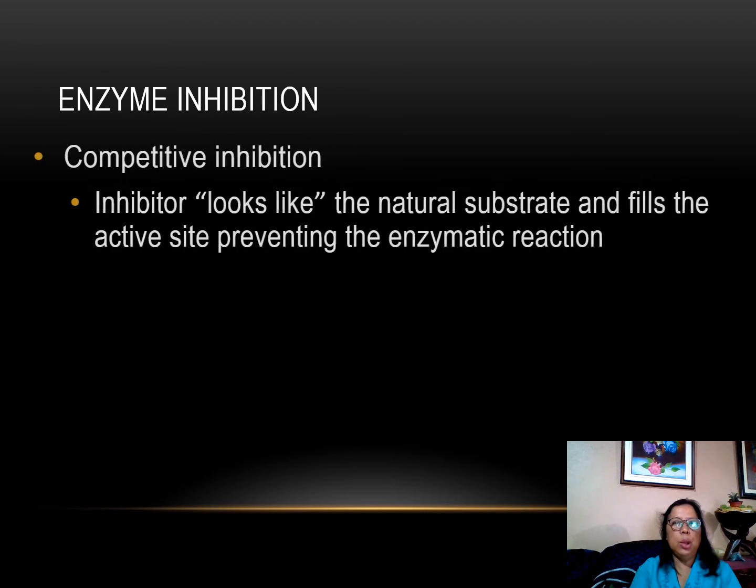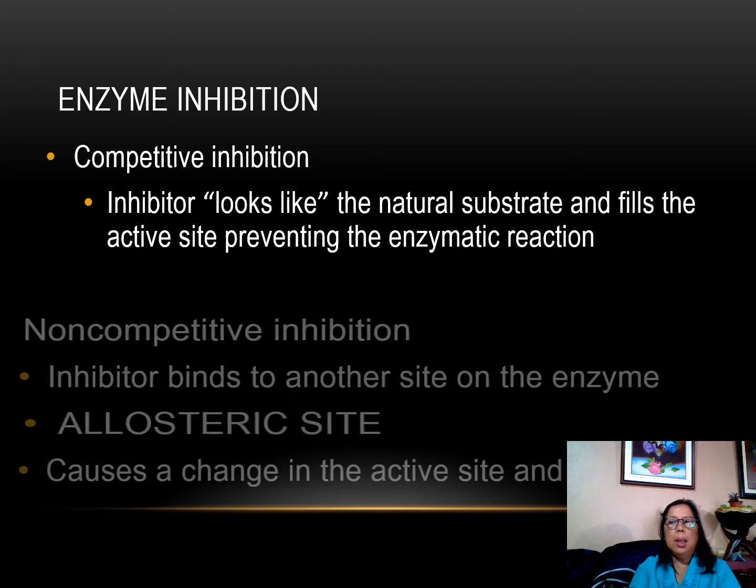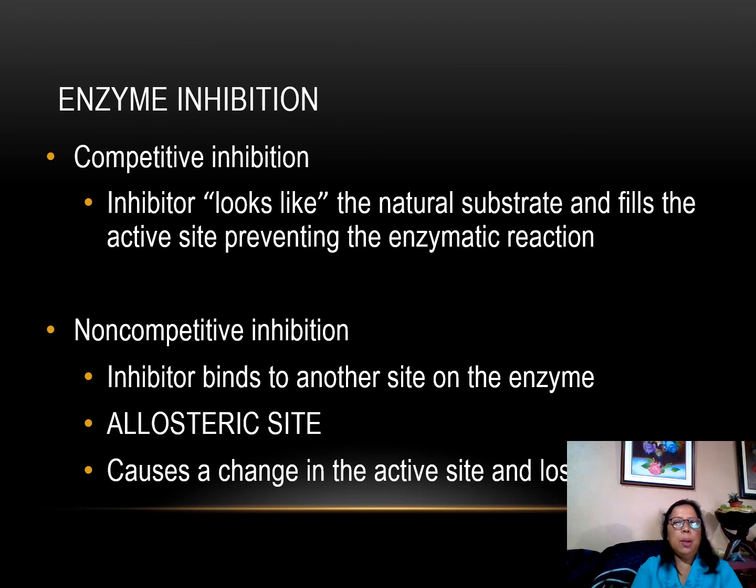Now, how does inhibition work? You have the competitive inhibitor, or competitive inhibition, whereby the inhibitor looks like the natural substrate and fills the active site, preventing the enzymatic reaction. And we have also the non-competitive inhibition. It locates the allosteric sites, which inhibit the binding or lead to another site on the enzyme.